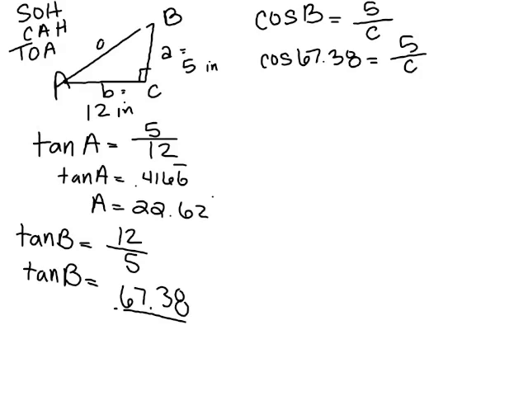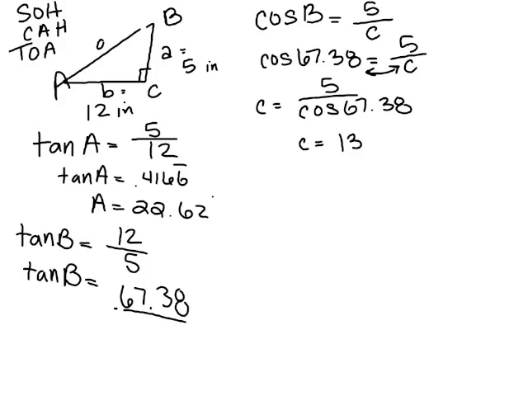Remember, I need to get the C alone. So where do I move it to? Okay, shortcut, those swap spots. So C is equal to 5 over the cosine of 67.38. Grab your calculator. 5 divided by 67.38 cosine equals C equals 12.9999. Call that 13.